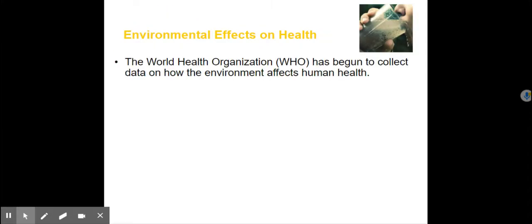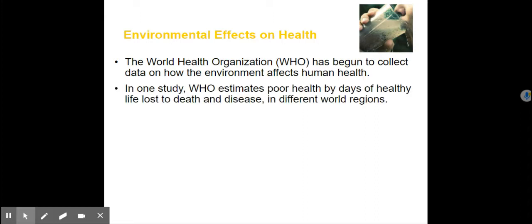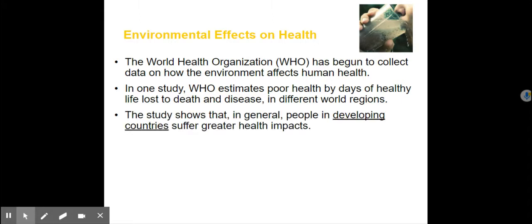Environmental effects on health. The World Health Organization, WHO, has begun to collect data on how the environment affects human health. In one study, WHO estimates poor health by days of healthy life lost to death and disease in different world regions. The study shows that, in general, people in developing countries suffer greater health impacts. Why do you think that is?